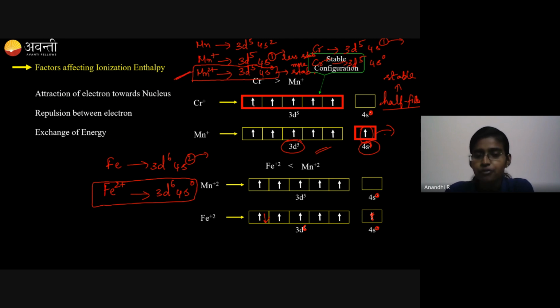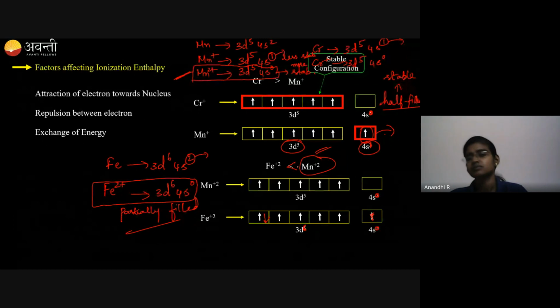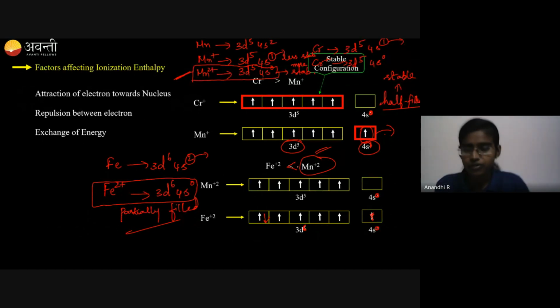Mn2 plus is half filled, and Fe2 plus is partially filled. So half-filled configurations are more stable compared to partially filled ones, and that's why Mn2 plus has the highest ionization energy value compared to Fe2 plus. Okay, Fe2 plus 3d5, 4s1, 3d5. It can have both states, but mostly it will be present as 3d6 and 4s0 only. It will be present like this.